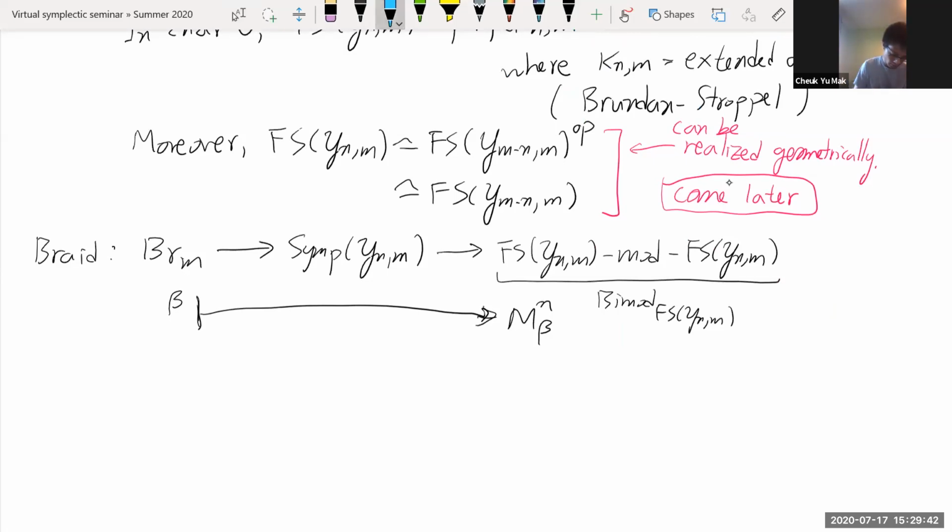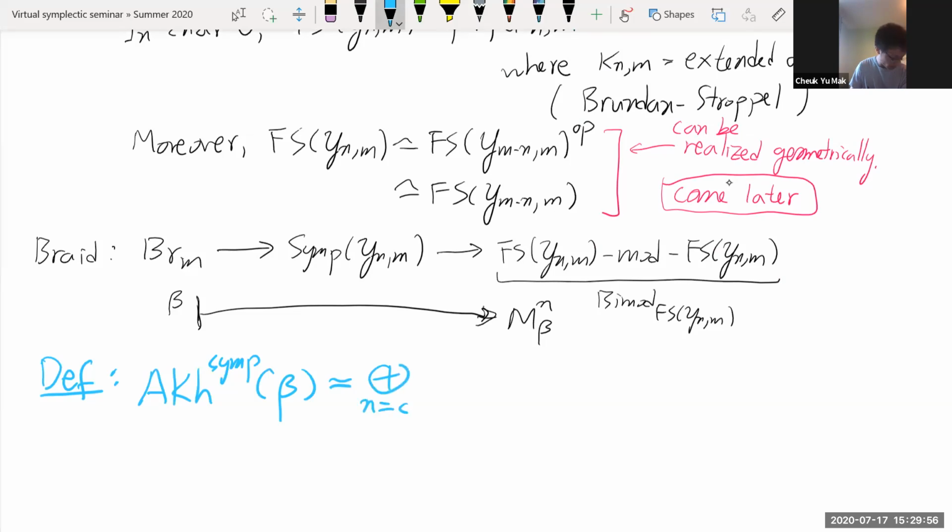Definition. The symplectic annular Khovanov homology of the braid is defined as the direct sum of Hochschild homology of the Fukaya-Seidel category FS of YNM with coefficients in the bimodule M beta n. So at first, you might think that this definition is quite unnatural.